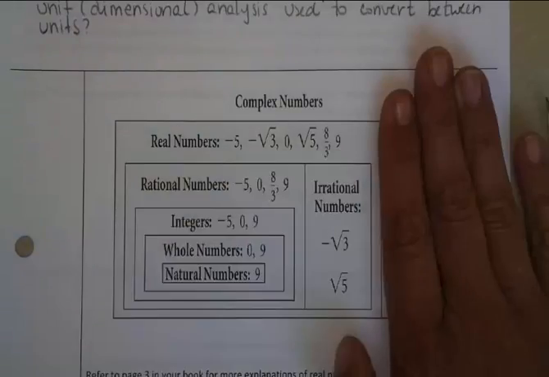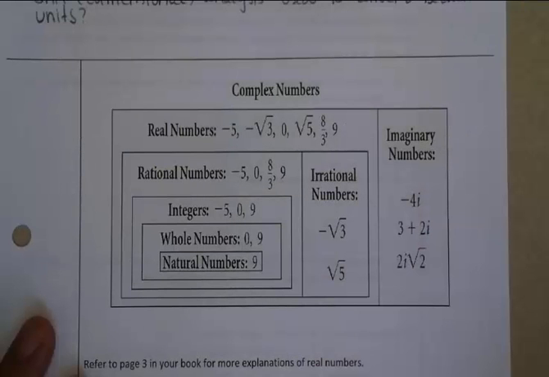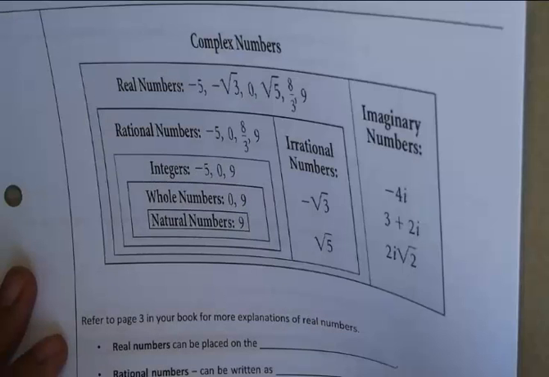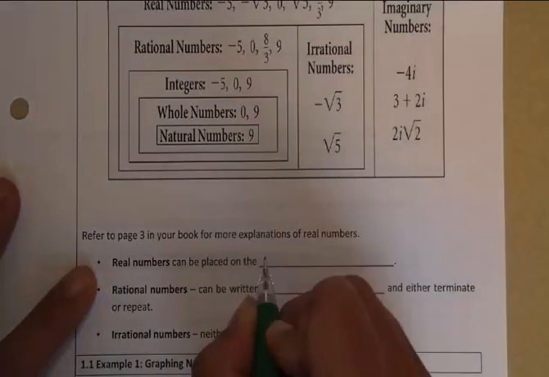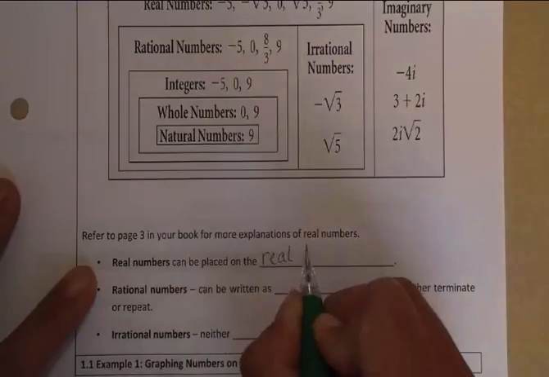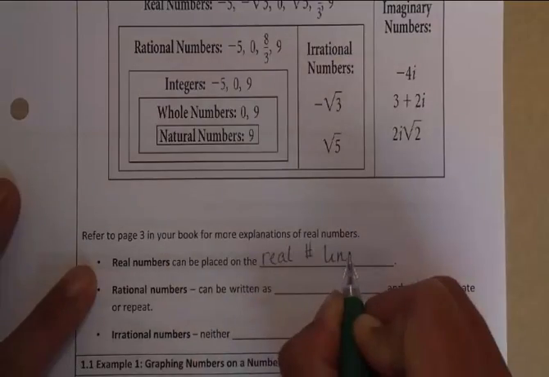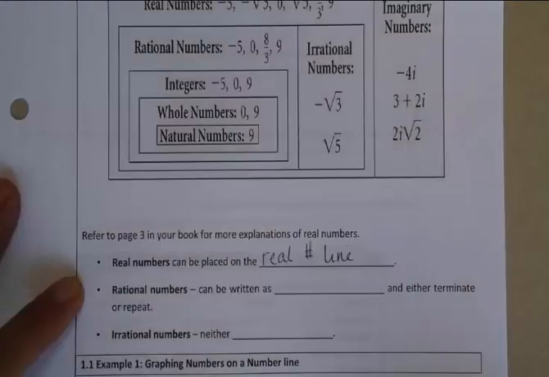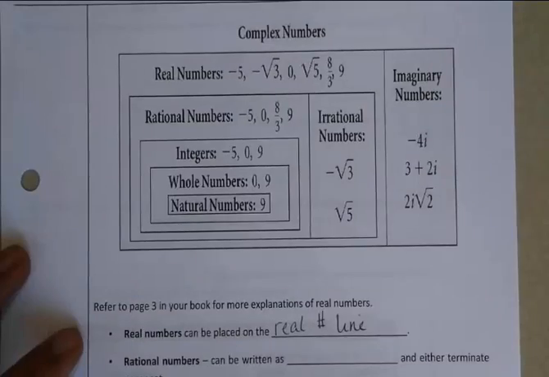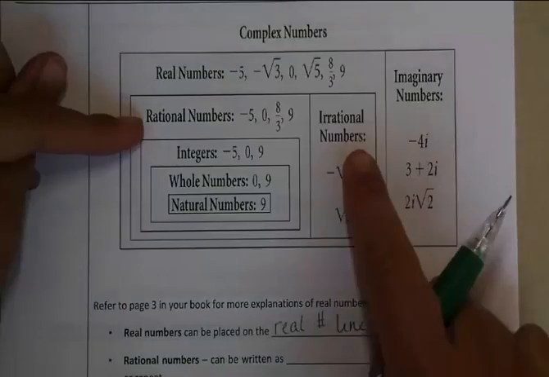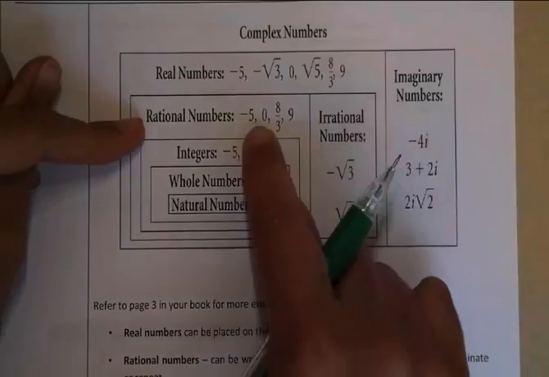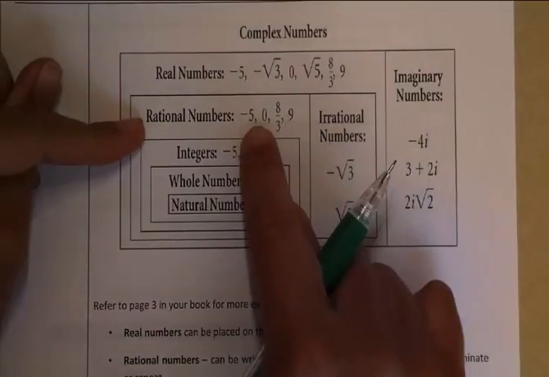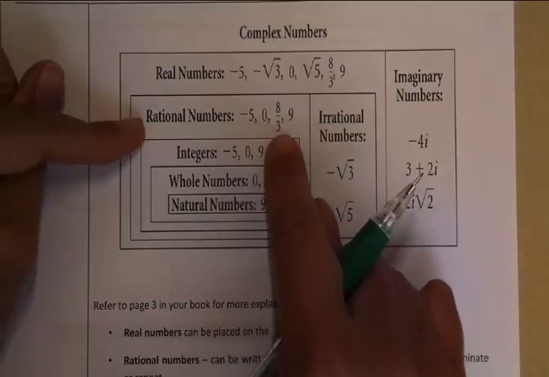Okay, so let's go down to the bottom here. You can also look at page 3 in your book for more explanations, but real numbers basically can be placed on the real number line. Okay? So then that brings us to, in the real numbers, we have rational numbers and irrational numbers. Rational numbers are numbers that basically they can be written as a fraction, they can be written as a decimal, and if you write them as a decimal, they're either going to terminate or they're going to repeat.